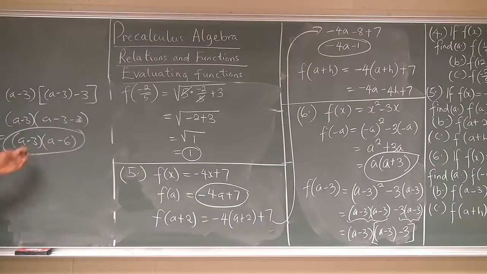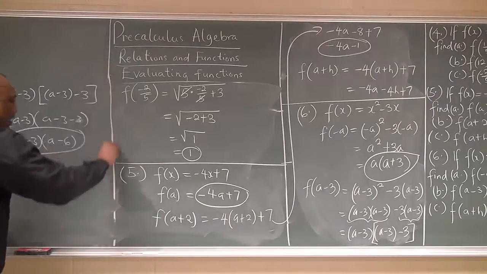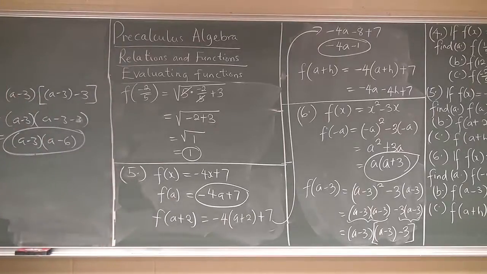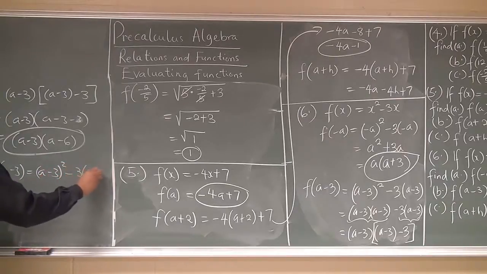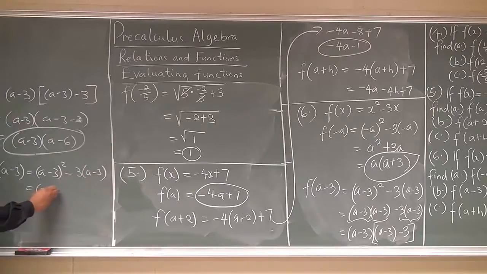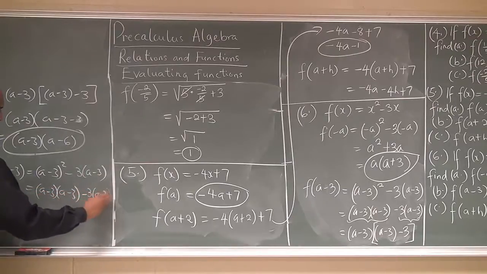I would like you to leave your answer like this. The factored form is what I prefer. But some students will still do it this way, and that is okay with me if you decide to do it that way, provided that you later factor it. Some students will prefer to do it this way. When you have f of a minus 3 to be a minus 3 all squared minus 3 times a minus 3, they will come and do a minus 3 times a minus 3 minus 3 times a minus 3.